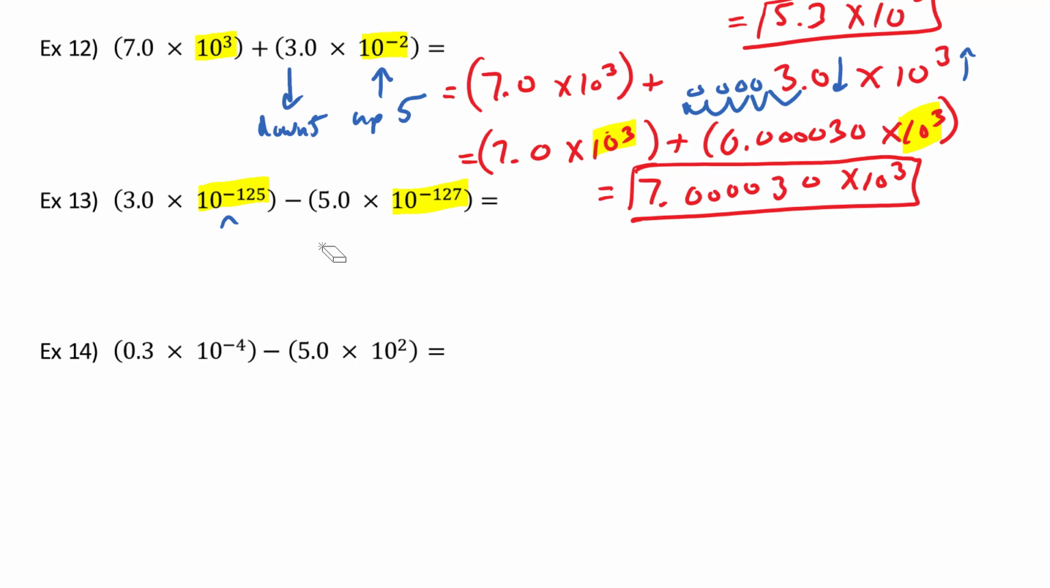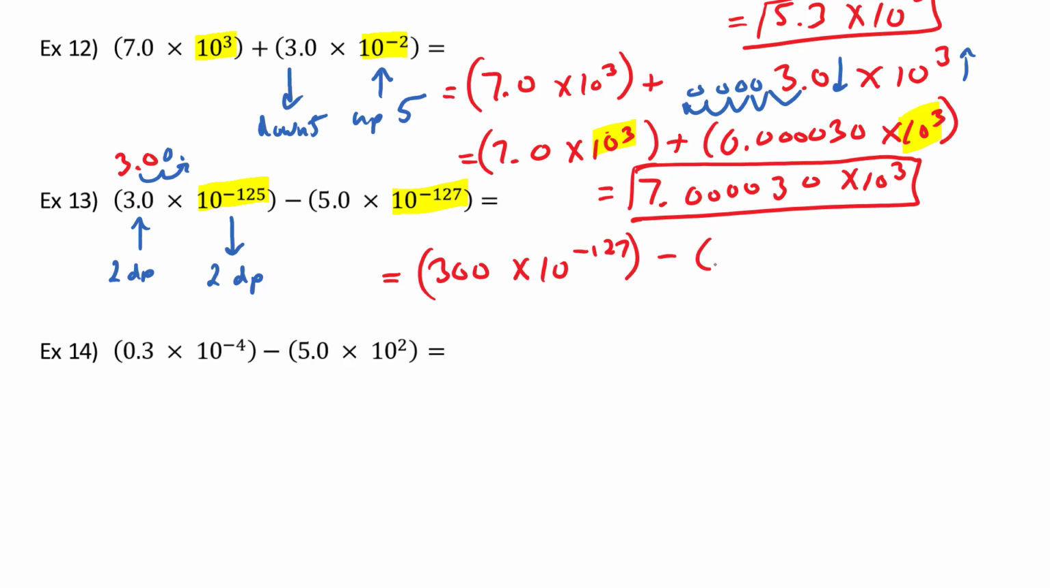Remember that. So to bring this to minus 127, I have to bring this down 2 decimal places. To compensate, I've got to bring this up 2 decimal places. So if I want to move this 2 decimal places, 3.0, I move it 2 over, and I get 300. So this becomes 300 times 10 to the minus 127 minus 5.0 times 10 to the minus 127. Now I have them both in terms of the exact same exponent, minus 127. No need for a calculator.